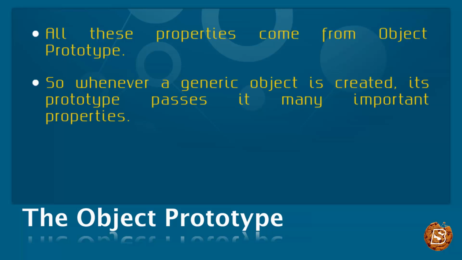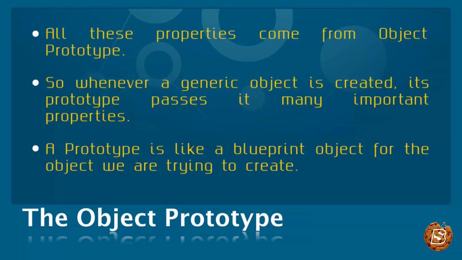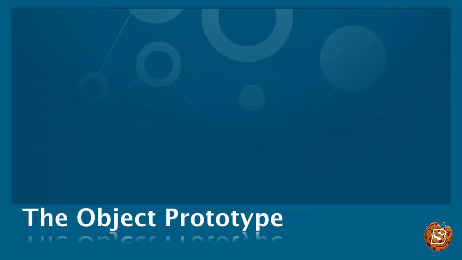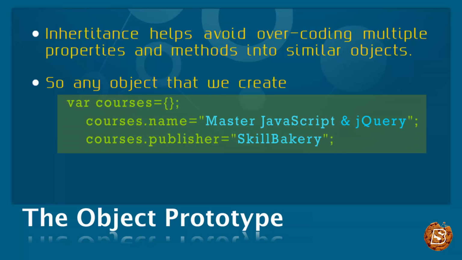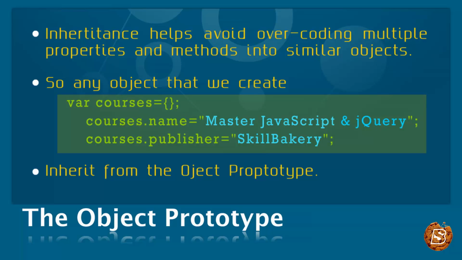Whenever a generic object is created, its prototype passes it many important properties. So we can say that a prototype is like a blueprint object for the object we are trying to create, and it makes use of inheritance, which avoids overcoding multiple properties and methods into similar objects. Any object that we create, for instance over here a courses object having name and publisher, two properties, inherits from the object prototype.